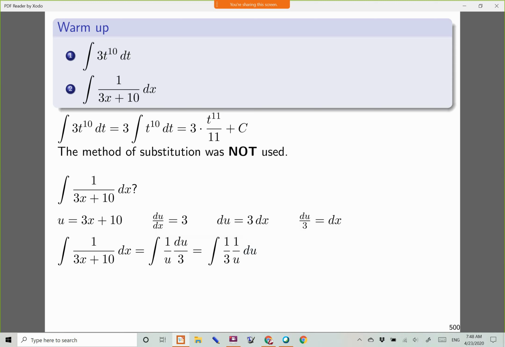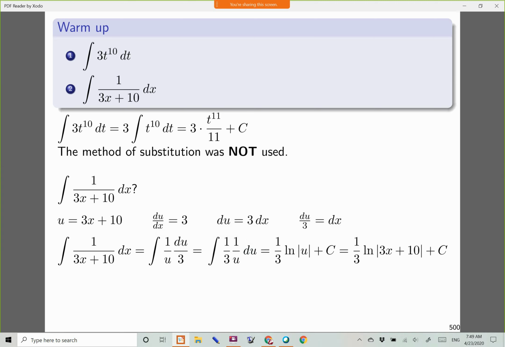Okay, so then the 1/3, now it's time to anti-differentiate. So the 1/3 is just copied, and then anti-differentiating 1 over u is an ln of absolute value of u plus c. And then finally, as one final step, there's that u right there. We just need to replace it with a 3x plus 10. So as a final answer for the second warm-up, we'll have 1/3 ln absolute value of 3x plus 10, close the absolute value, then a plus c.